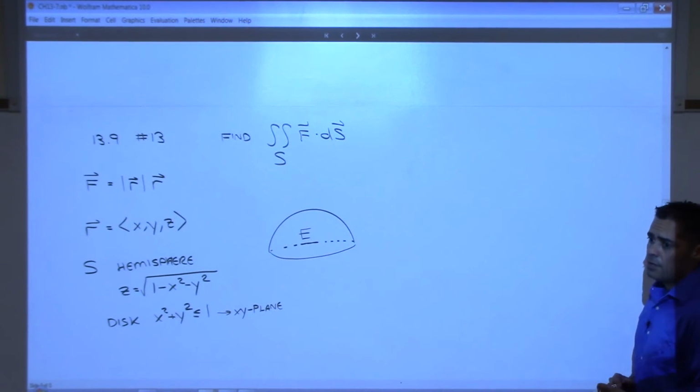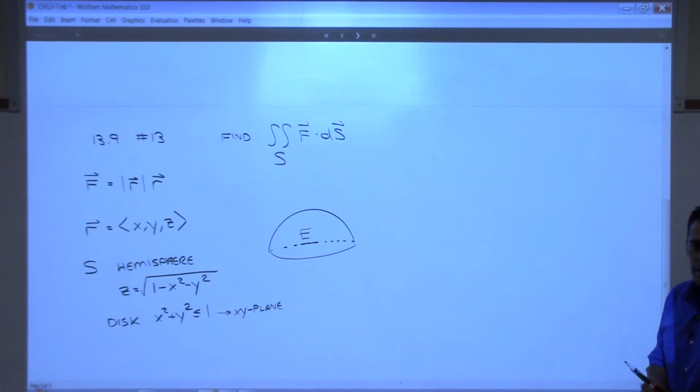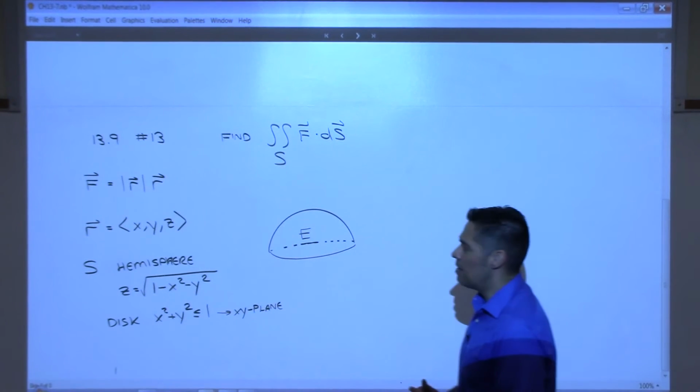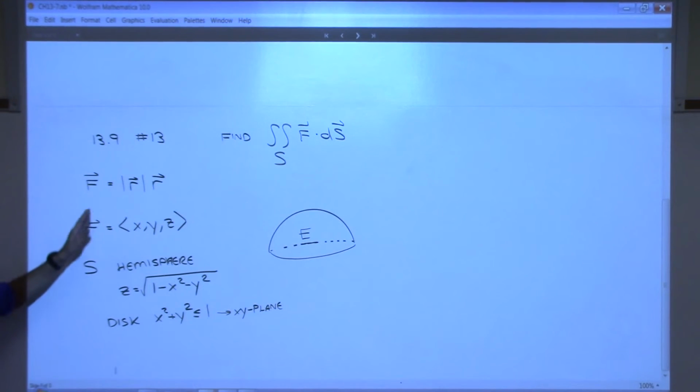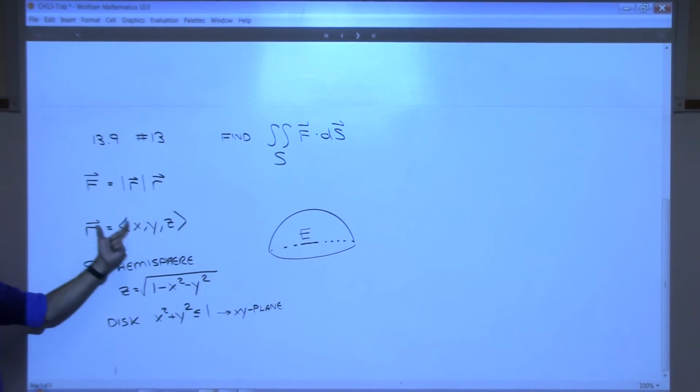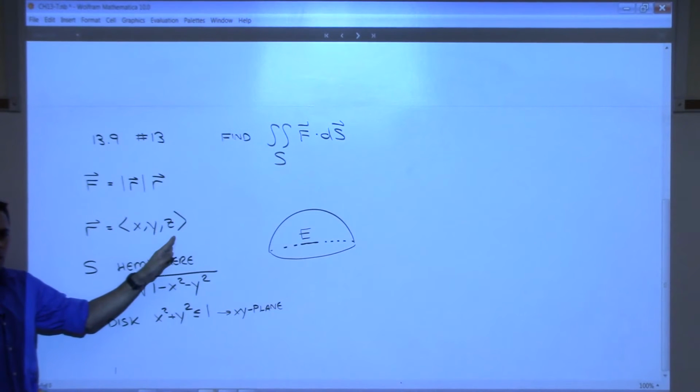So I should be able to use the divergence theorem, but I'm going to need to come up with the div of F to do that. And we need to get a grasp on what F is, because F was not given to us in its standard form. So what is it? F is actually this vector. So this is like my PQR.